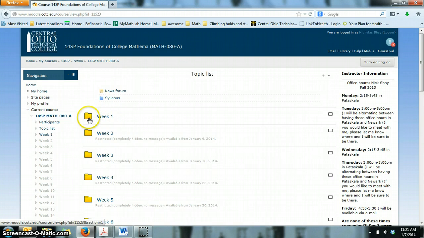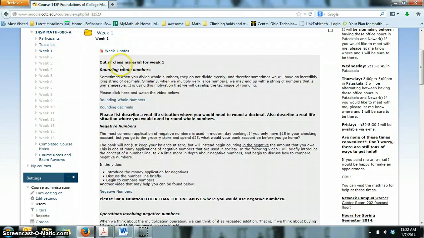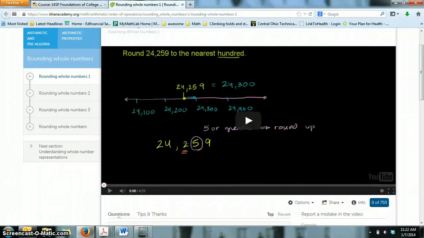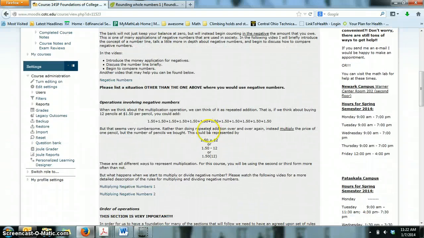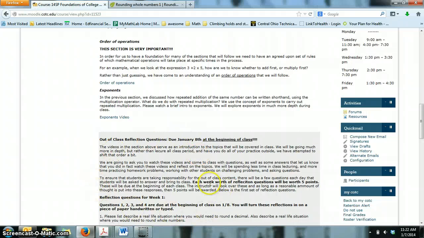In week 1, when we open this up, you see that here's the notes, and then there's out-of-class material, rounding whole numbers. You click on this, it's going to take you to a video about rounding whole numbers, and you can watch this video, and there's one for rounding whole numbers, one for rounding decimals. At least skim through them to make sure you understand what we're talking about. Some of you might think this is easy, some of you might think you've seen this before. At least skim the videos so that you can answer the questions below, because here we are down here.